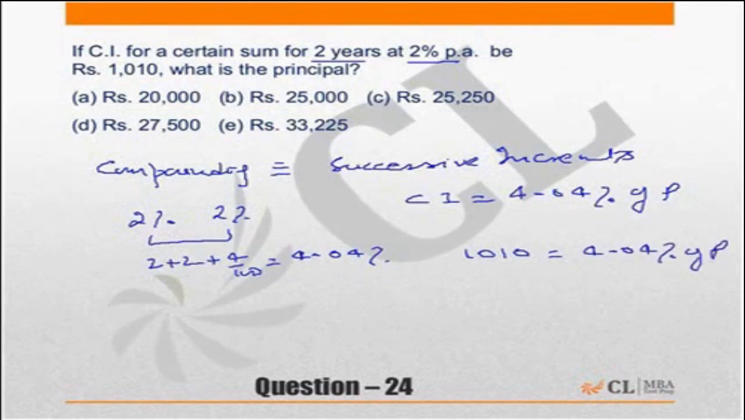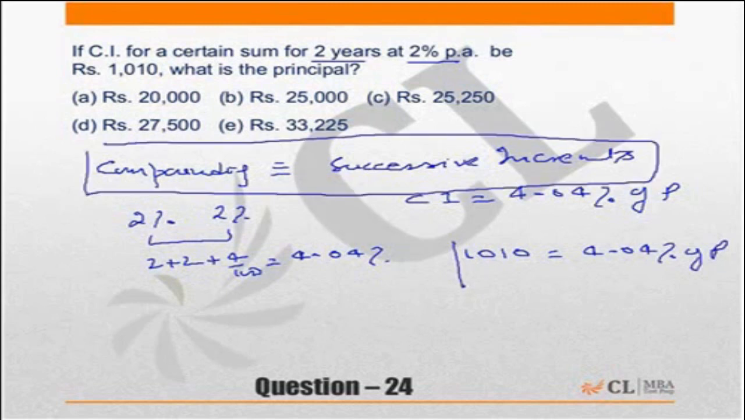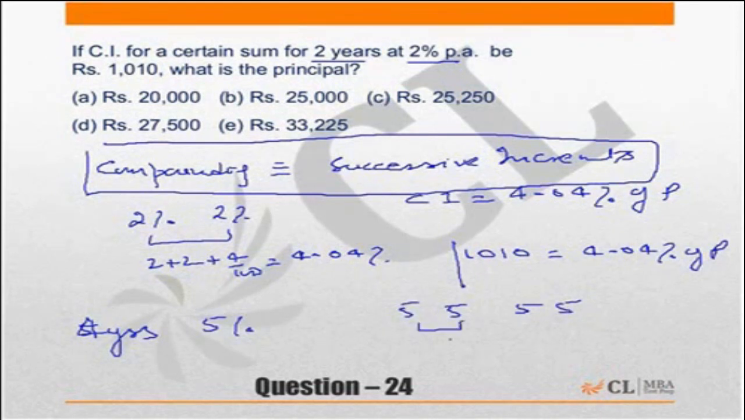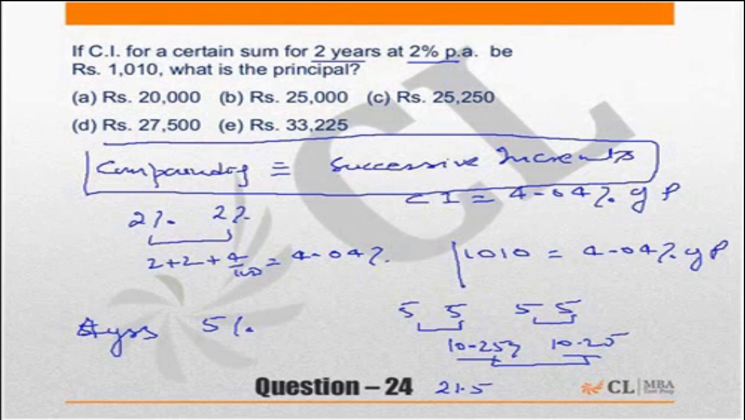Now, to me, this is the important part of this question. Had the question not said 2 years and 2%, but had said 4 years and 5%, I would have said these are nothing but 4 successive increments of 5%. 2 successive increments of 5% are nothing but a single increment of 10.25%. Similarly, this will be 10.25. And these two combined will be, again, A plus B: 10.25 plus 10.25 is 20.5, plus 10.25 into 10.25 by 100, which is approximately 100 by 100, 1. So I'll say this is approximately 21.5%.